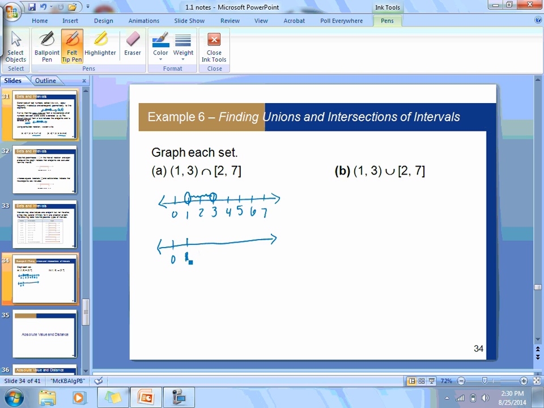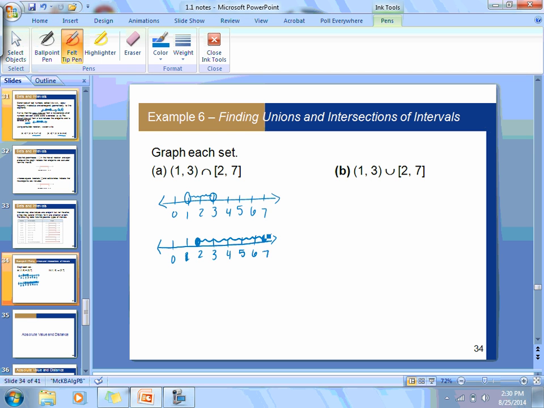Oops, that's 1. And then 2, 3, 4. Put my number line back in there. There we go. 5, 6, and 7. Okay, now for my closed set here, I'm starting at 2, and I'm going all the way until 7, and I'm going to have closed circles, and I'm going between them.